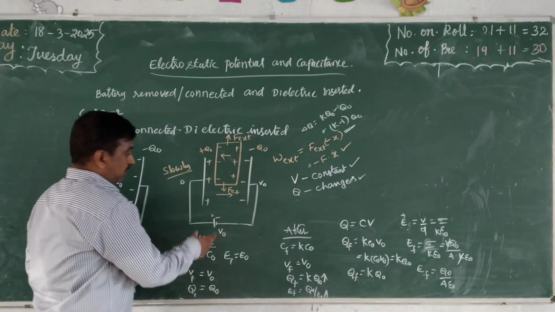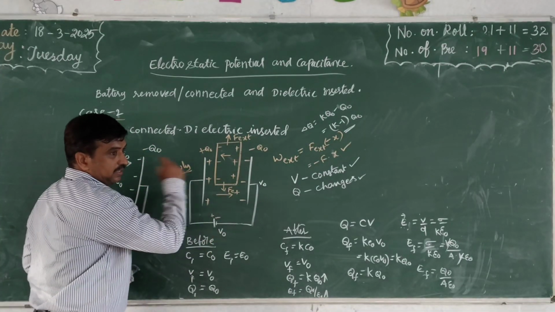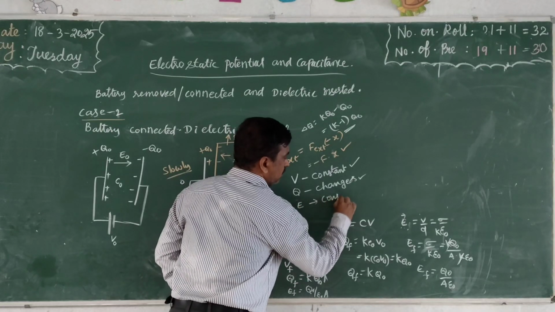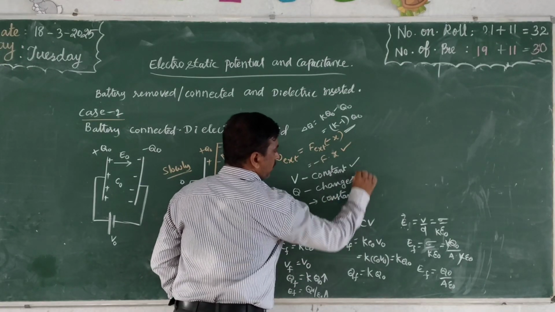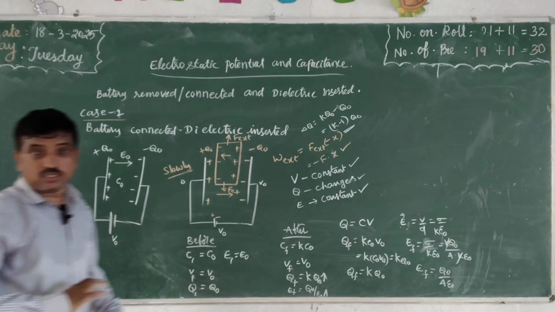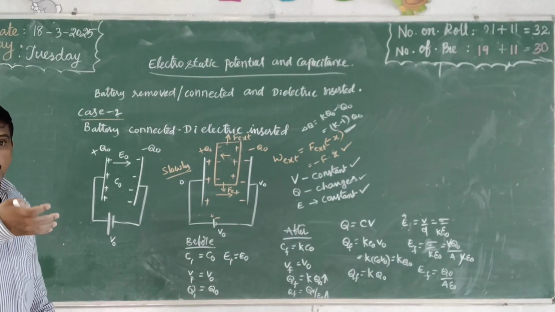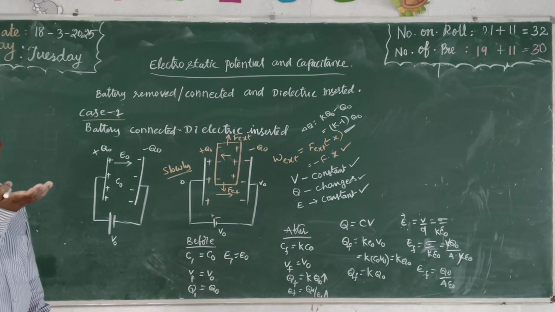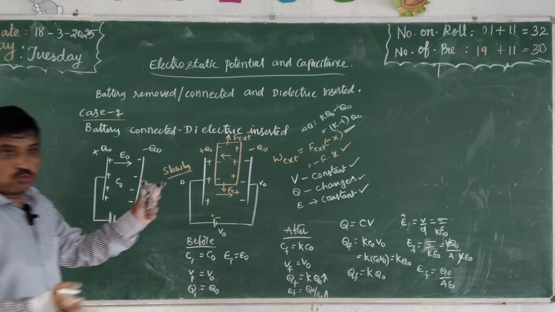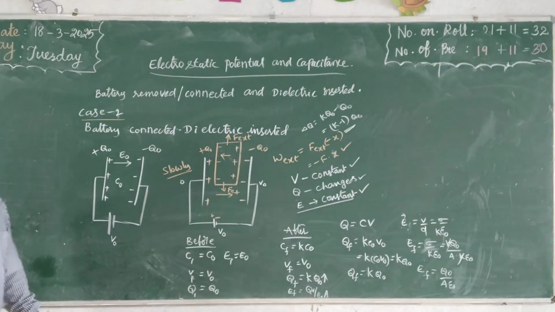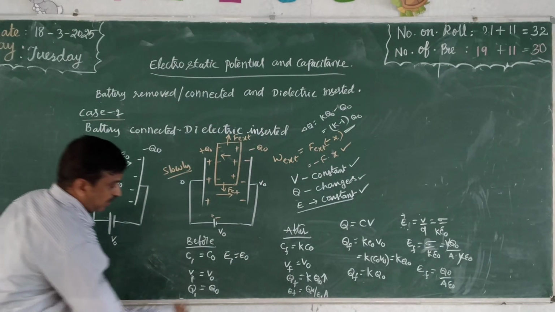Means when battery is connected and dielectric inserted, electric field is constant and potential is constant. Only the charge changes here. Charge increases K times, electric field decreases K times. Here the charge increases, the electric field decreases, so both are balanced. So it maintains a constant electric field. What about energy?